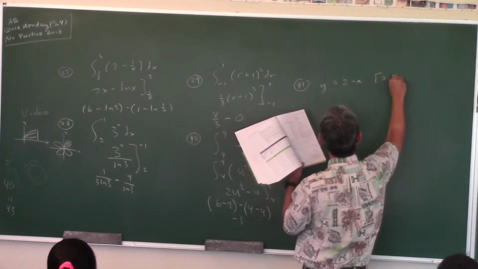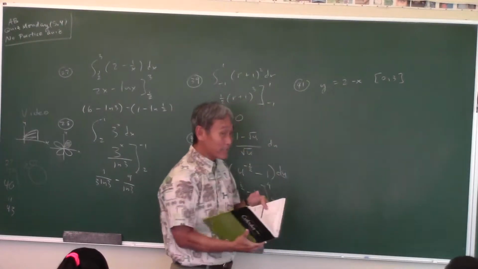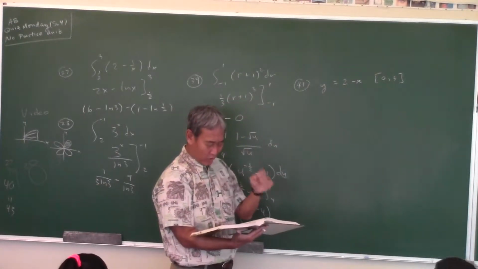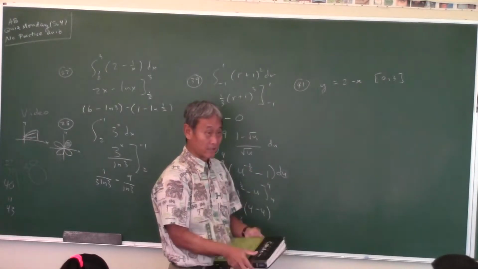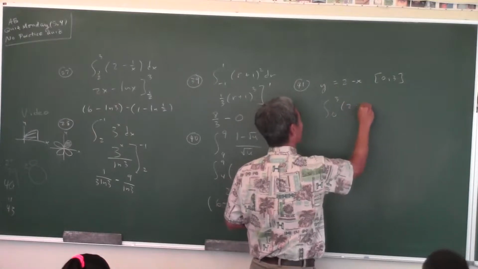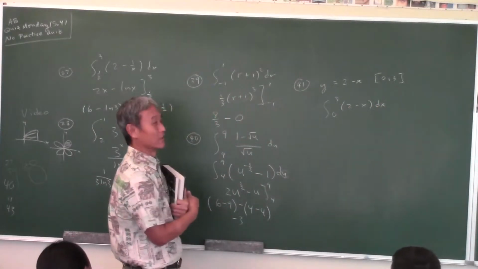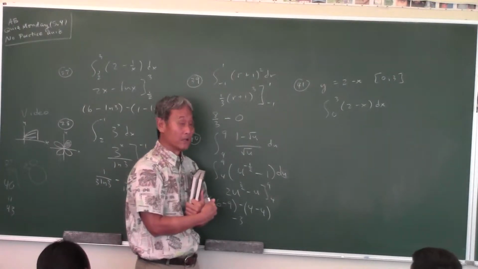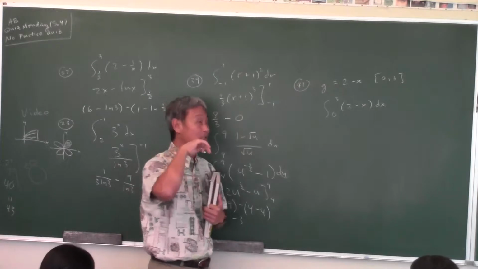It says from 0 to 3. Can I just do this? Now, the directions say, find the total area of the region between the curve and the x-axis. Can I just do this? Oh, so easy. Integral 0 to 3 of 2 minus x dx. Well, you can tell from the tone of my voice, no, you cannot. Because some of the graph is below the x-axis and some of it is above.